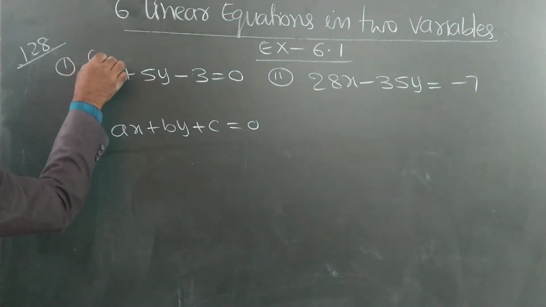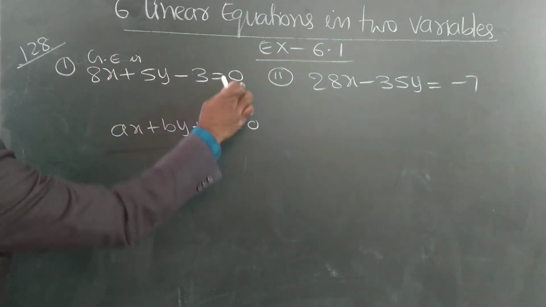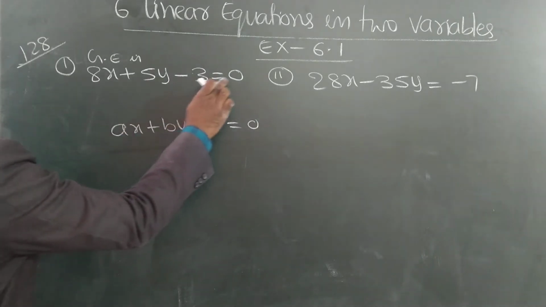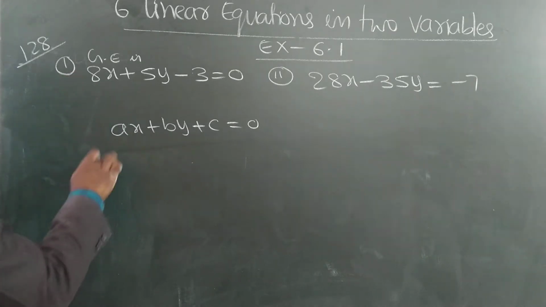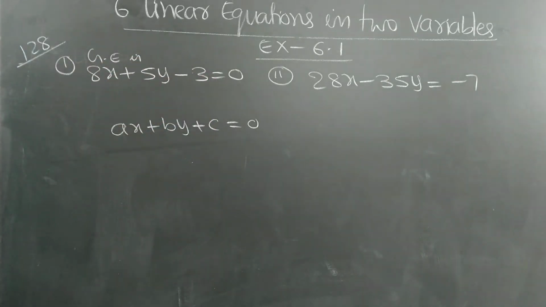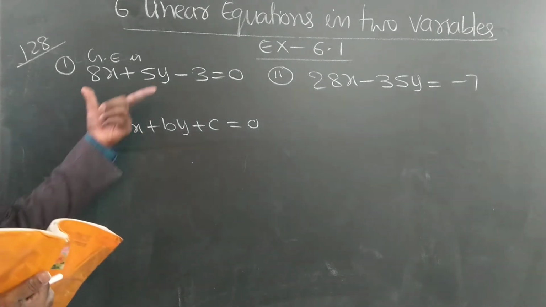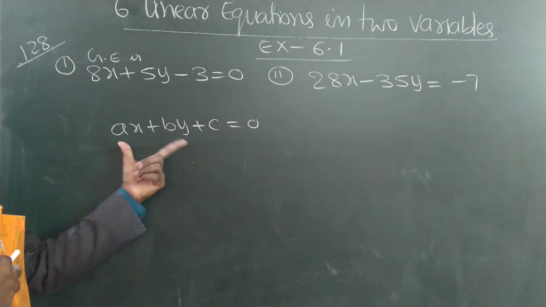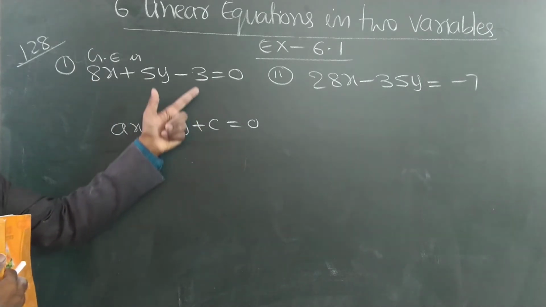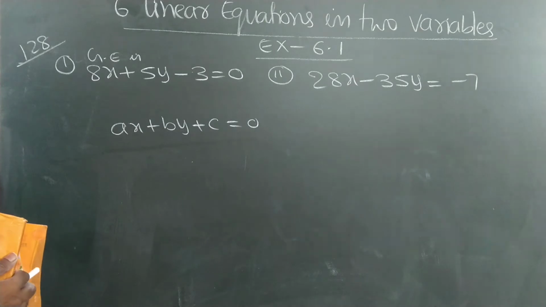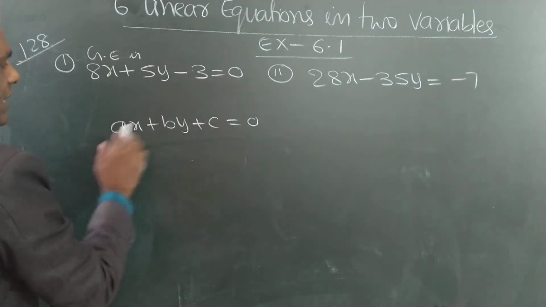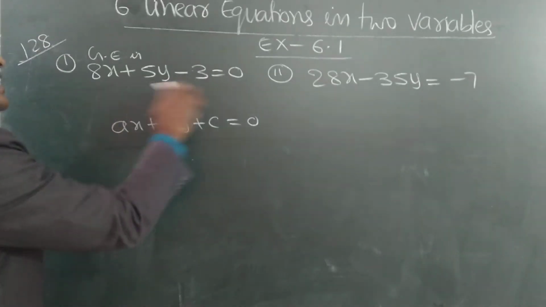Right, given equation is 8x plus 5y minus 3 is equal to 0. It is already in ax plus by plus c is equal to 0 form. No need of any interchanging the numbers, no need of any simplification. Directly in this form, a is 8, b is 5, c is minus 3. That's all. If some numbers are on that side, we have to bring everything to the left side and arrange like this. But it is already in the arranged form.